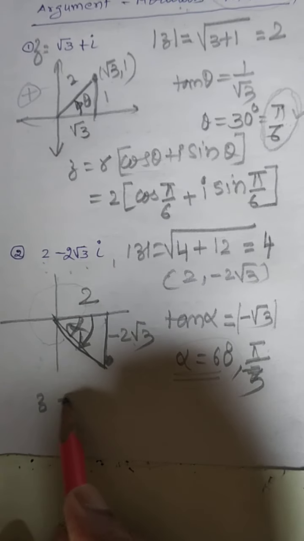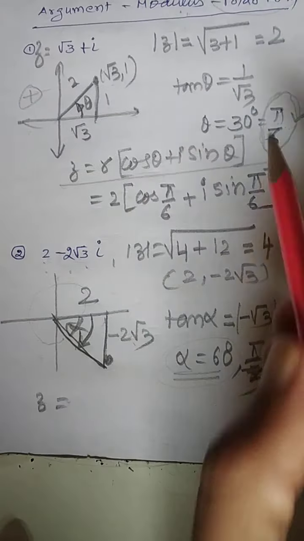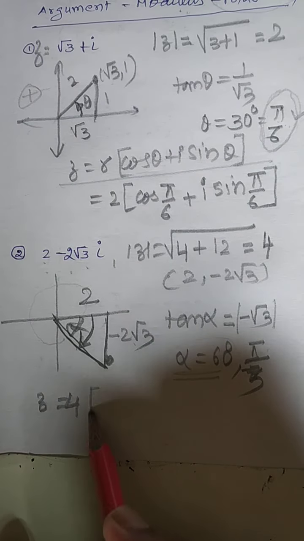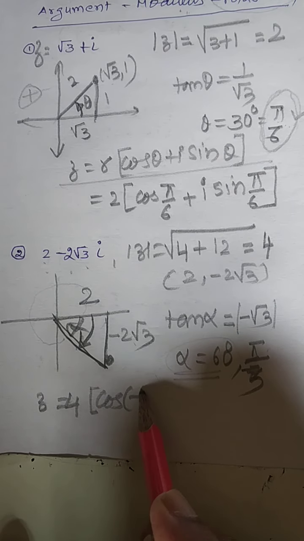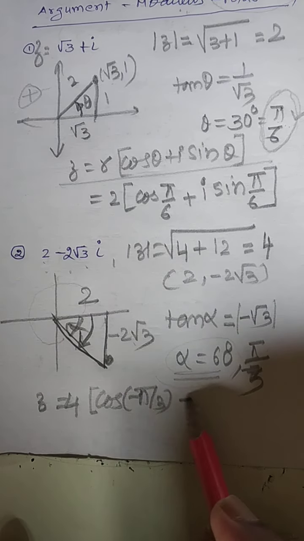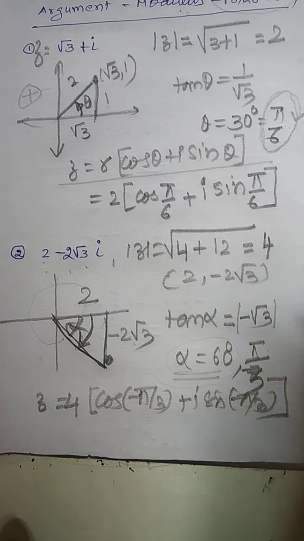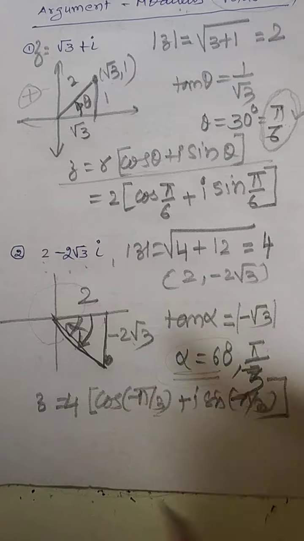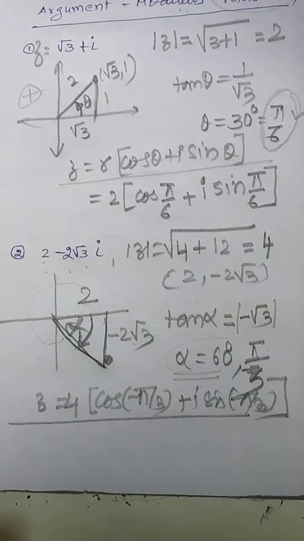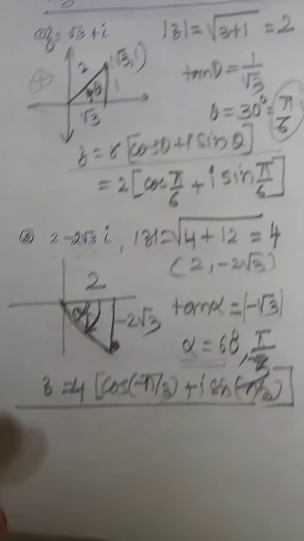So your answer will be z is equal to r times, this formula you should write. R is nothing but 4, and replacing, it will be cos of minus pi by 3 plus i sine of minus pi by 3, and you can stop. In place of pi by 3 you can write 60 also. Now the question arises, why am I using this formula? That I am going to explain.